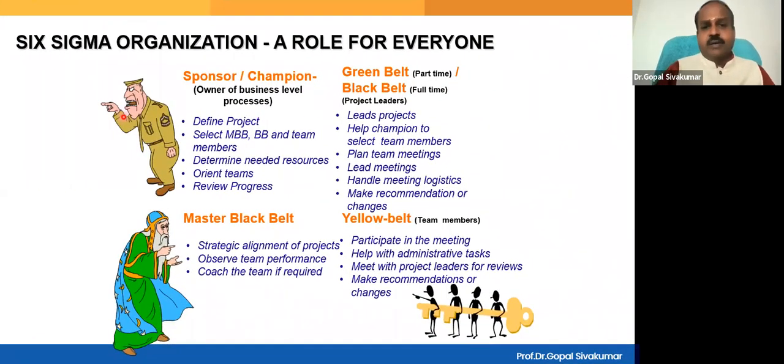And there are different responsibilities. Just now I have explained. And since all of you are here for the green and black belt, I'm going to read out the responsibilities of a green belt and a black belt. He is supposed to lead the project. He will help the champion to select the team members. He is the one who will plan the team meetings. He will also lead the meetings. He will handle the meeting logistics and make recommendations or changes, right? And all other things you can read from the slides. I have already covered it in the previous slide.